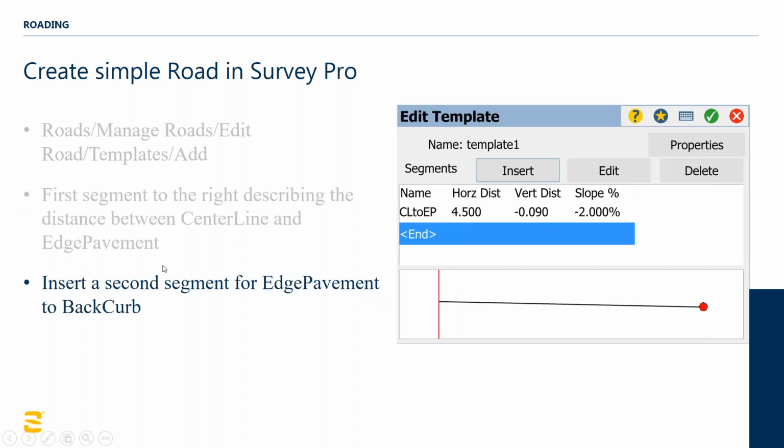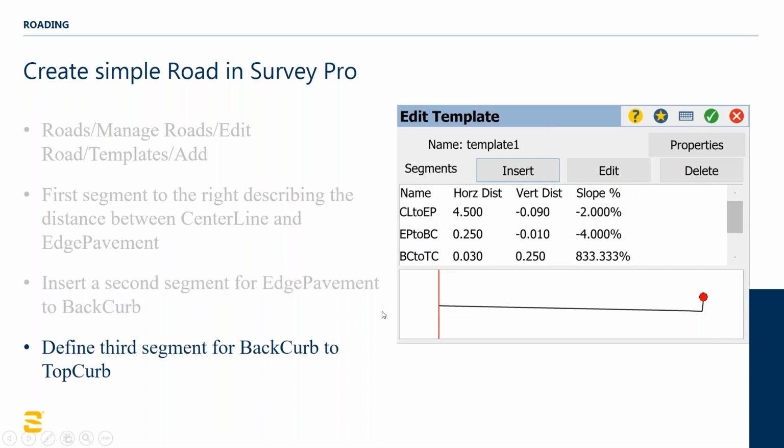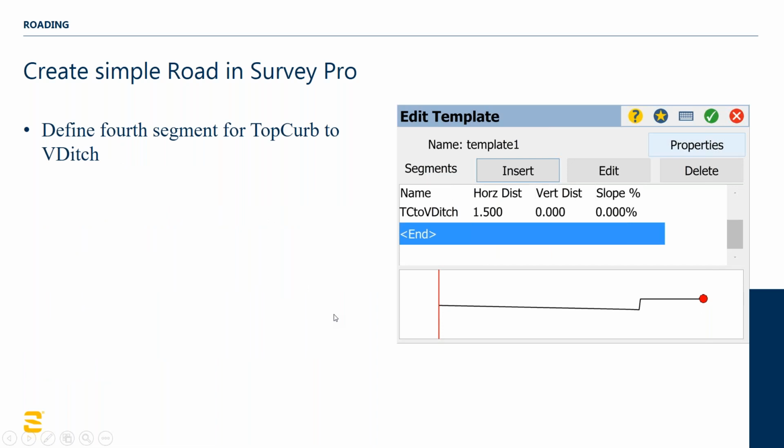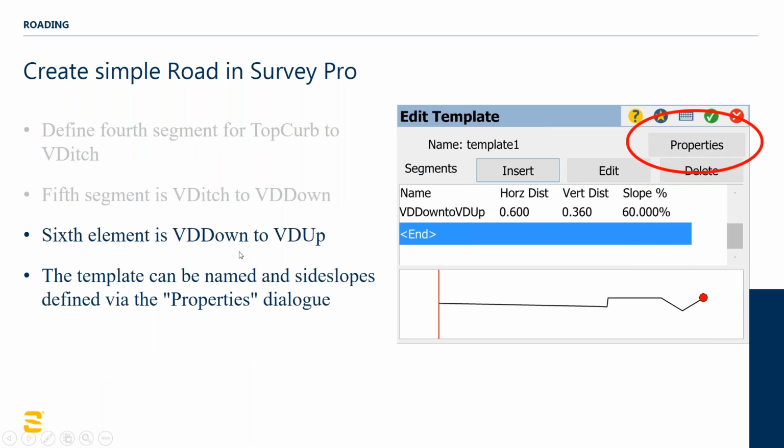We're going to insert another segment that goes from the edge of pavement to the back of curb. It has minus 4% grade, and it's only 25 centimeters wide. We then have the back of curb to top of curb. You can see it's a nearly vertical element. And then we've got a fourth segment, top of curb to the V-ditch down, V-ditch back up.